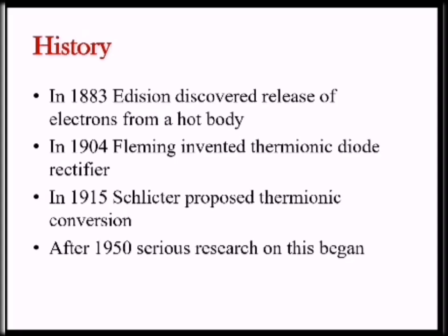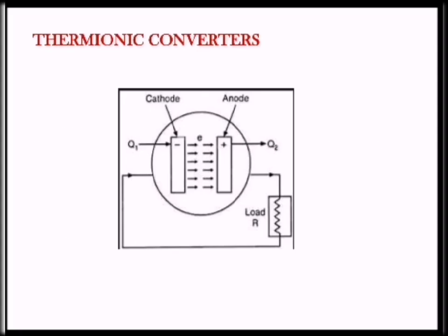Now, as the history, in 1883, Edison discovered release of electrons from the hot body. 1904, thermionic diode rectifier has been discovered. In 1915, thermionic conversion is proposed by a scientist. After 1950, serious research on this began.